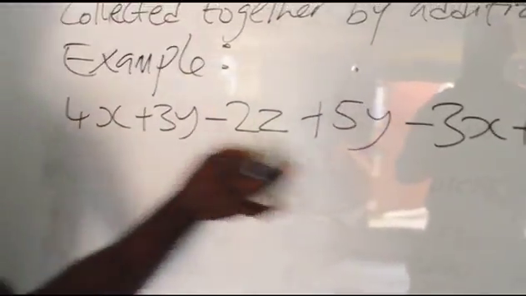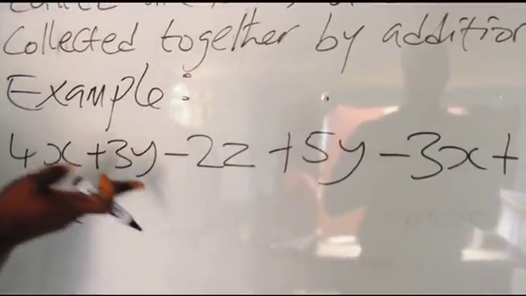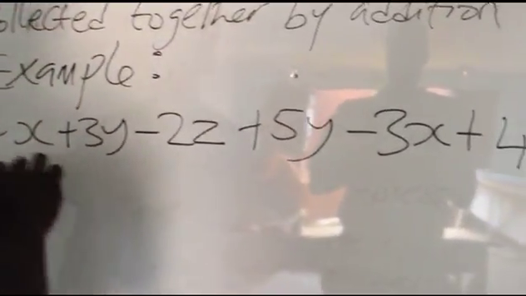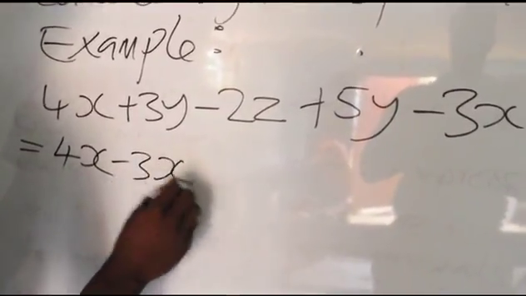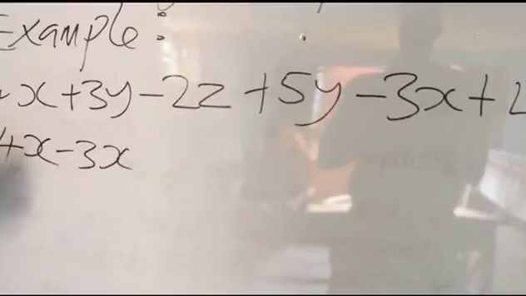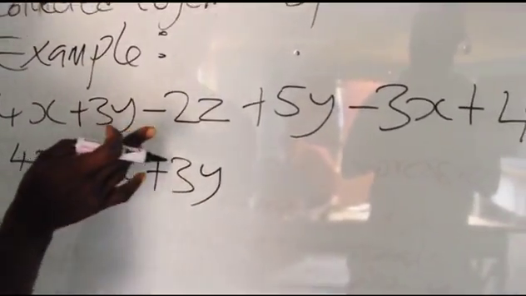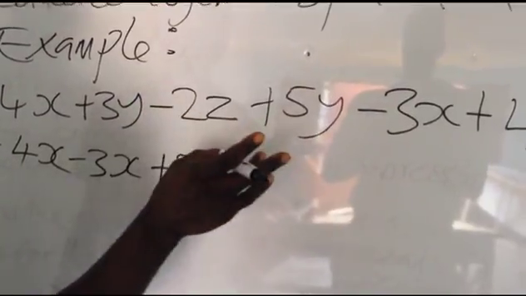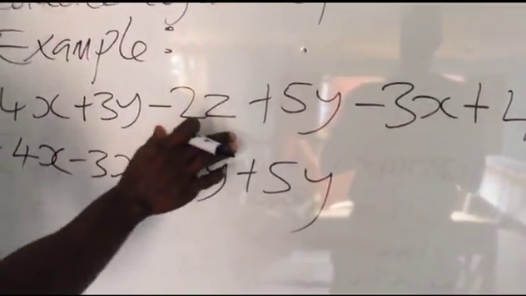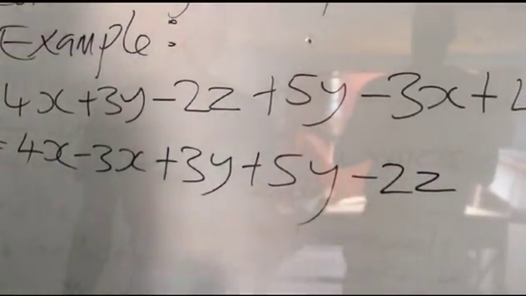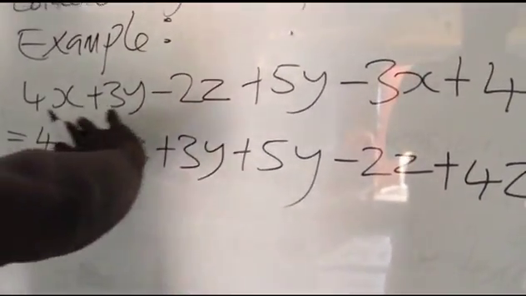So what we do now is we collect the like terms together. So we have 4x here. We say equal to 4x, and we look to see if we can get a term that has x here, just as 4x. So we have minus 3x. So we bring it together with 4x. So we have 4x minus 3x, which is this. And the next thing we have here, 3y, that's plus 3y. So we write 3y here. And we check whether we can see another term that has y. And we have plus 5y. So we bring 5y here. So another thing we have is minus 2z. And we look at the similar term. We have 4z here. We have plus 4z. So now we have collected all the like terms.